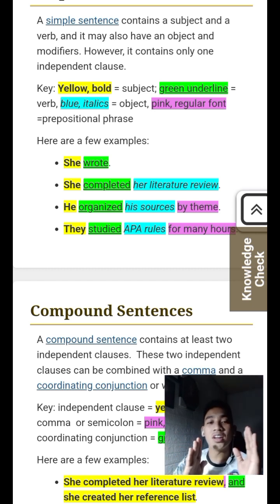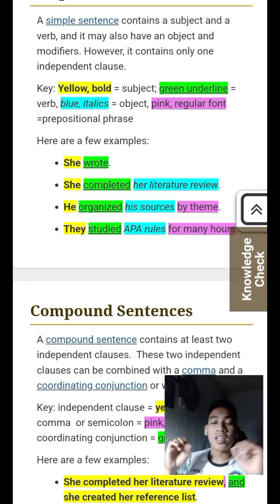She completed her literature review. So, if the sentence begins with the pronoun she, then the object must begin with her. Example, she completed her literature review. So the object begins with her. She, her. If he, for a male, he organized his sources by theme. So he is the subject, then organized is the verb, and his sources is the object.